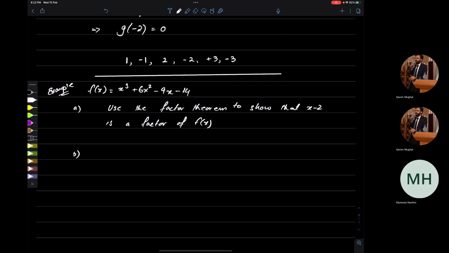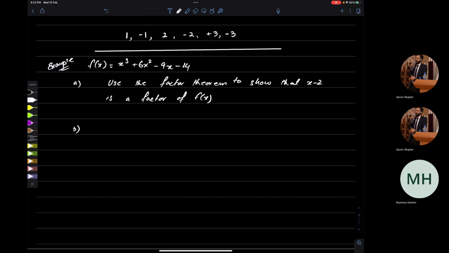That's the exam question. So here's another exam question. The same question, part B. We need to use the factor theorem to find another factor of f of x. Okay? Got it? Yes, sir.